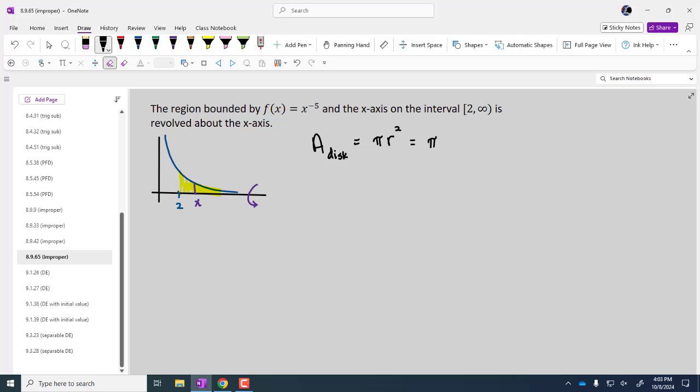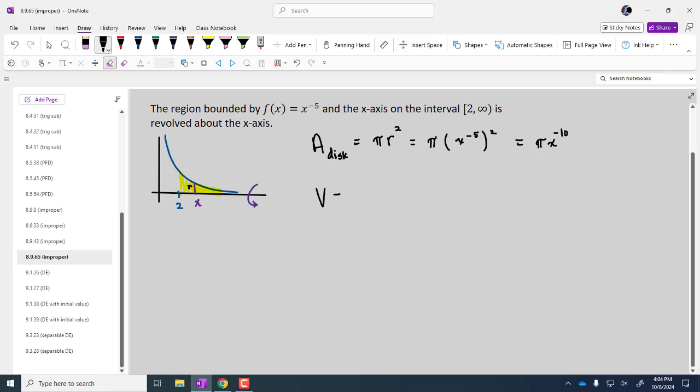X to the -5. So the radius is the height of that purple element, because that thing's being rotated around the x-axis, creating a disk of radius x to the -5. And then we're squaring it. So there's pi r squared. So this will be pi times x to the -10. So that's the area. So those disks are getting very small very quickly.